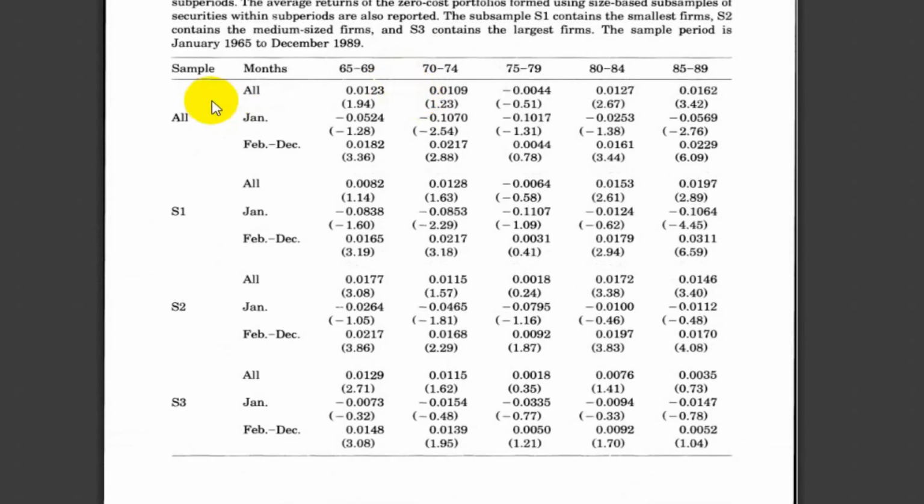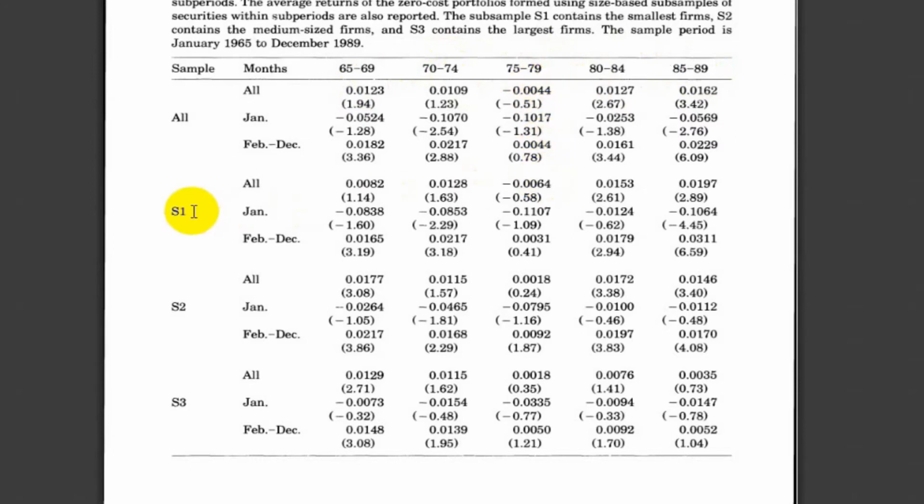And here we have the same table as before, only the returns are split into different 5-year periods, including all of the months, just January, and excluding January, and also all of the securities, and then split into its size subsamples as before, with the smaller companies up to the larger companies. And so the results here are that the strategy results in positive returns on all of the 5-year subperiods except for the 75 to 79 period.